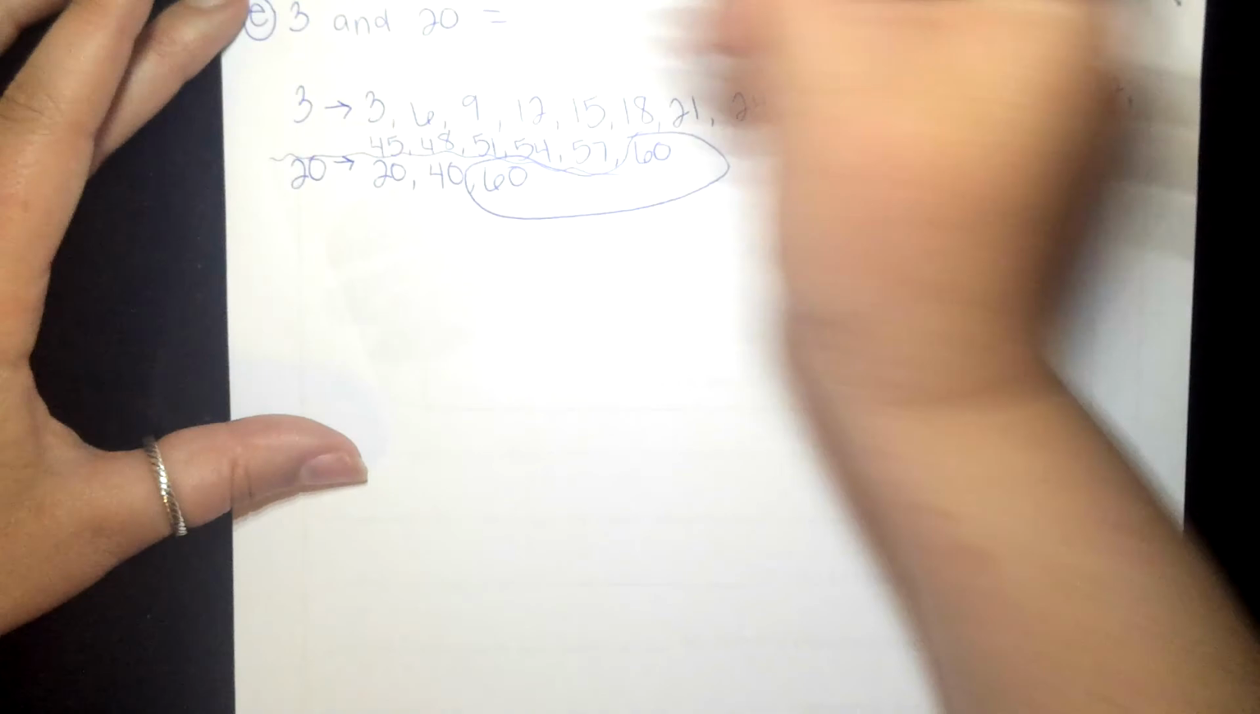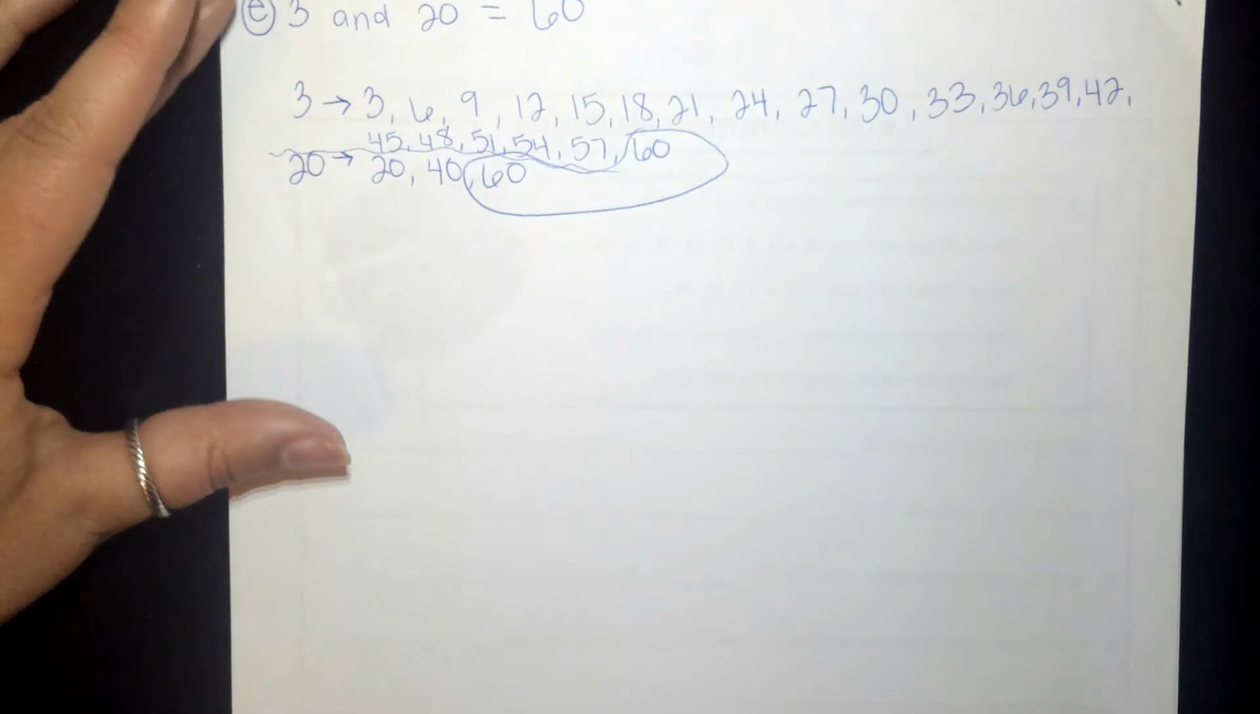Wow, that took me a long time, but it was worth it because look, I found my least common multiple. So the least common multiple of 3 and 20 is 60. Wow. So I'm going to flip my paper over and write down that the least common multiple is 60. Okay, you're going to repeat that process for the remainder of the questions on this page.